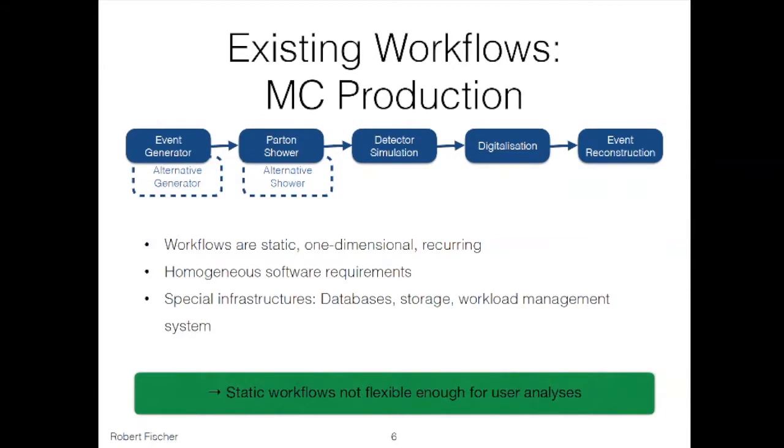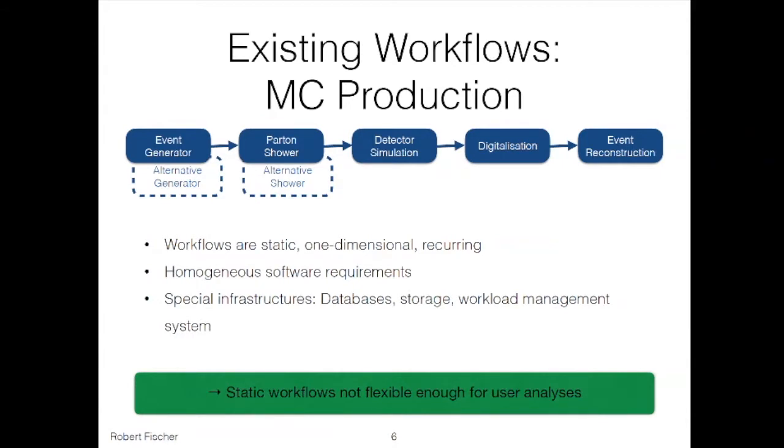Maybe a new version of a generator is available or a different generator, but the chain remains more or less static. And this is a very important process in HEP, also because it produces large amounts of data. So this leads to special infrastructures which are built for the Monte Carlo production. This means special databases, high storage availability, and also workload management systems.